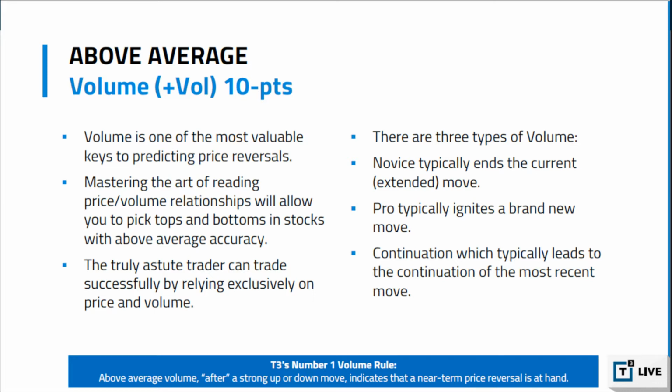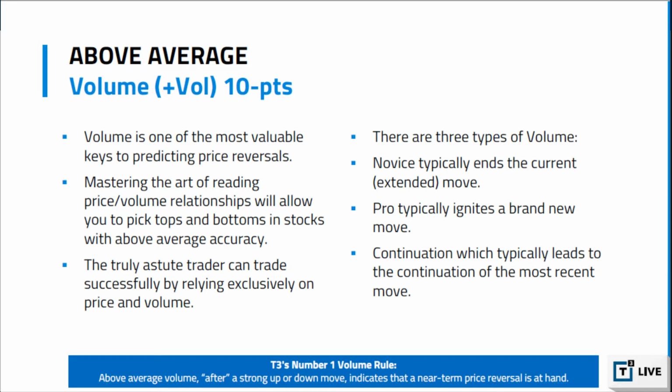It is said that volume is also the footprints of money. Of course, it shows you how much the stock is being bought and sold, right? So it's definitely the footprint of money. There are three types of volume to be aware of. Novice, which typically ends the current move, especially when it's extended. Pro, which ignites a brand new move. And then the third, which is rare to find, is called continuation, which typically leads to the continuation of the most recent move.